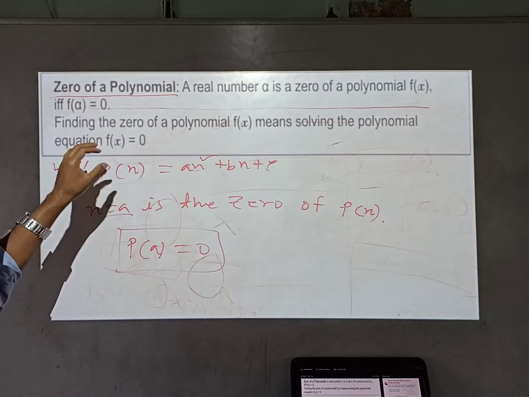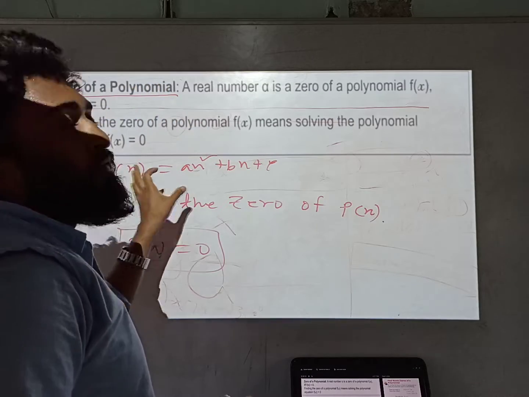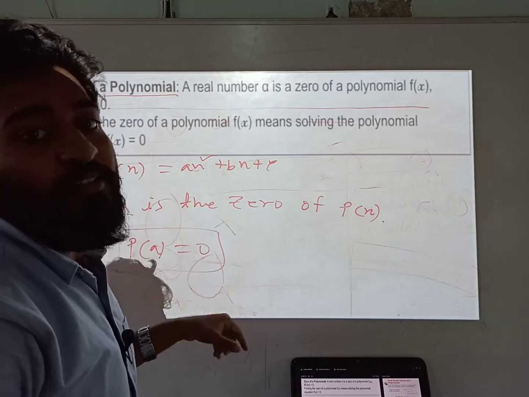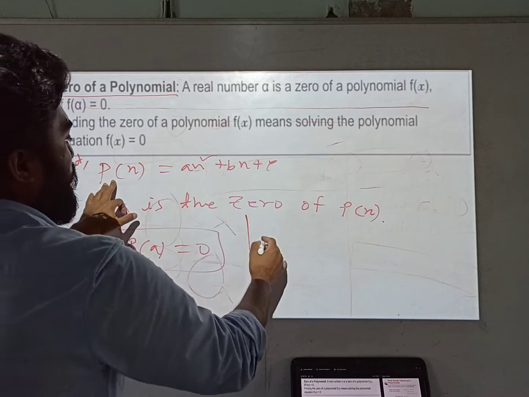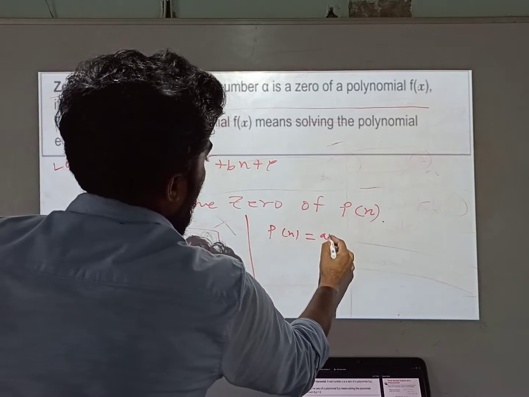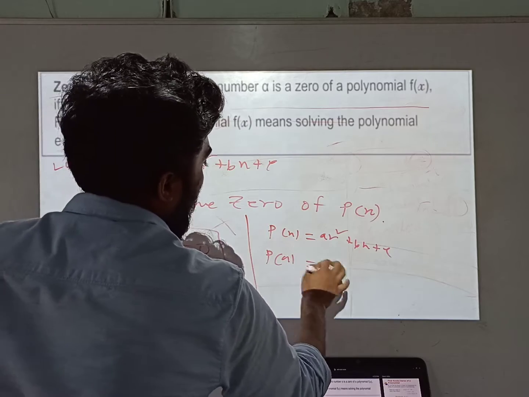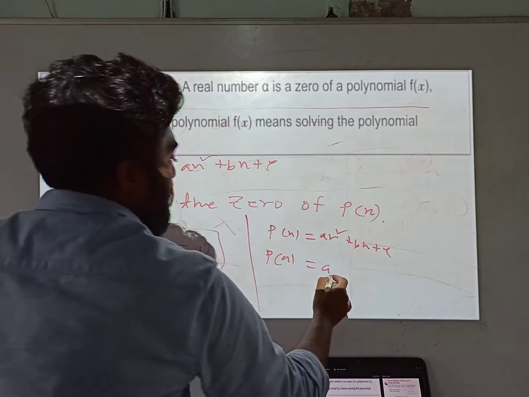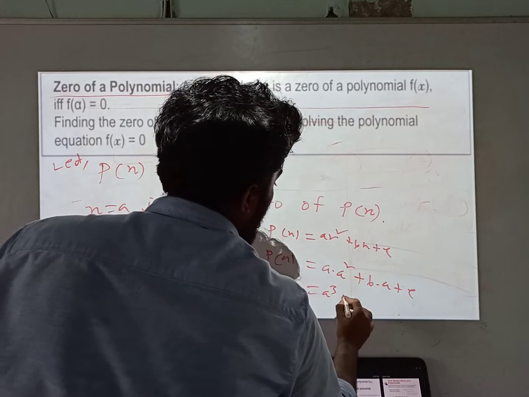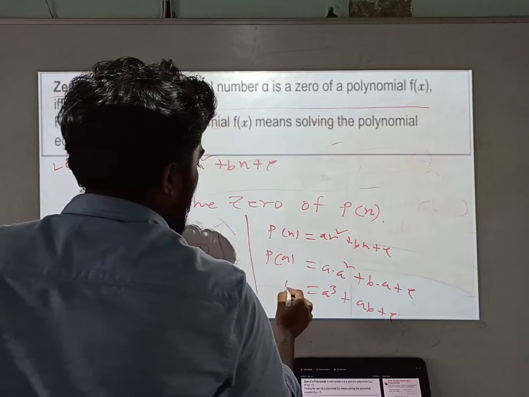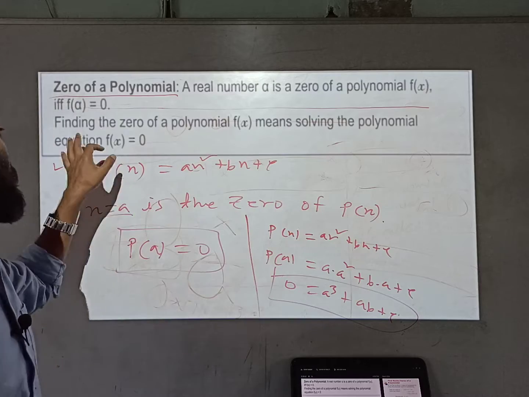So what is the condition? If x equals a is a zero of this polynomial p(x), then what happens? p(a) will be 0. We know that p(x) equals ax square plus bx plus c. So p(a), when I put x equals a, I must put it everywhere. So I will write in place of x, a: a square plus b into a plus c. That is a cube plus ab plus c, and p(a) equals 0. This is the condition. p(a) must be 0.